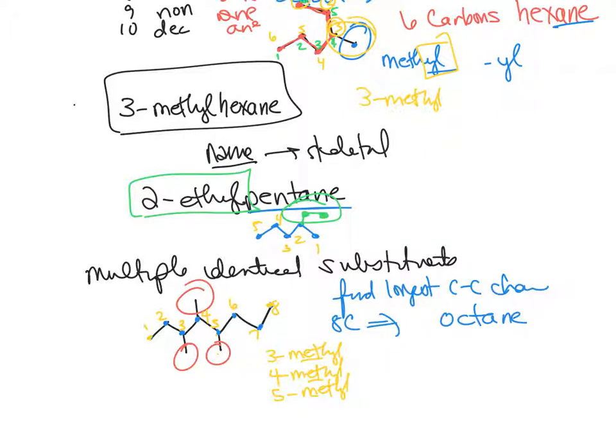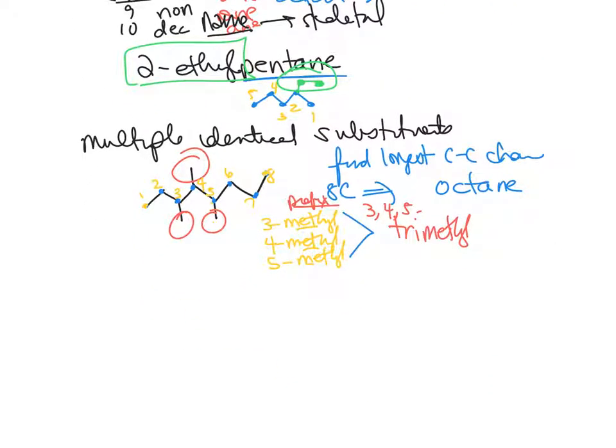Since these are all methyl, then they need to be combined. And when you combine these, you have to use a prefix for the fact that there's going to be 3 of them. So you use trimethyl. So it would be 3, 4, 5 trimethyl. And so when you put this all together, the name becomes 3, 4, 5 trimethyl octane.